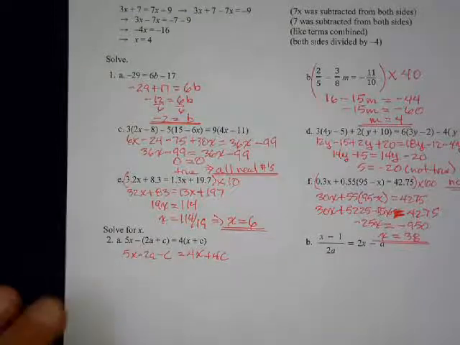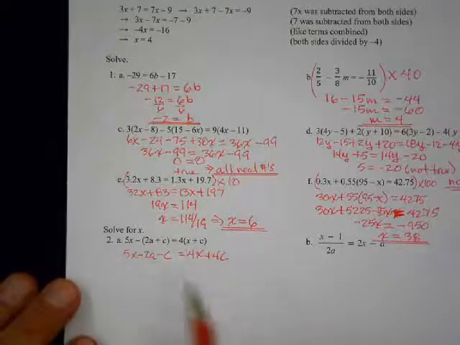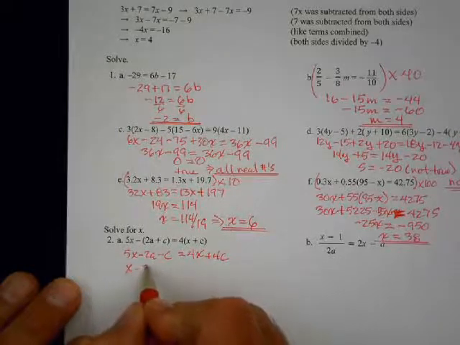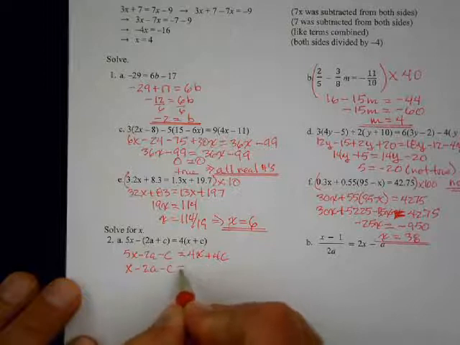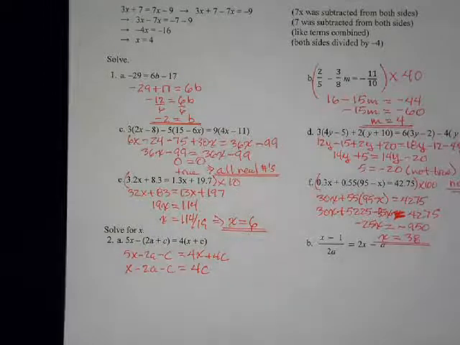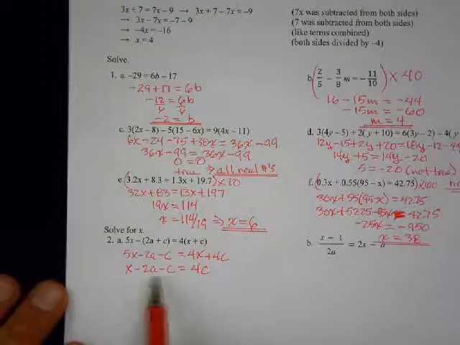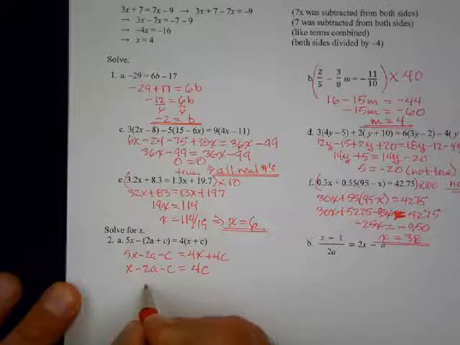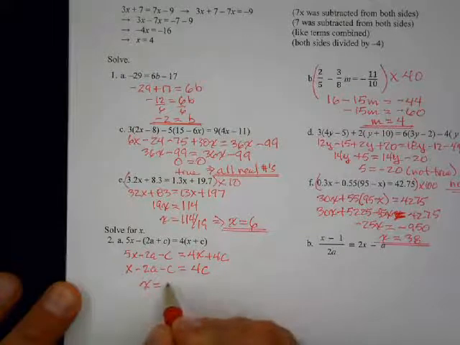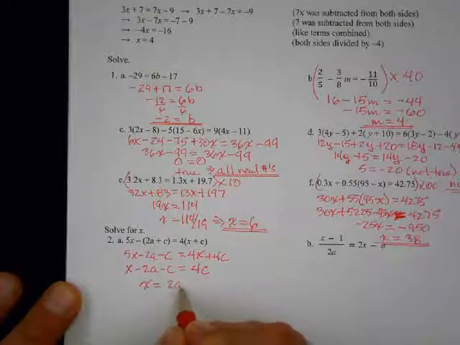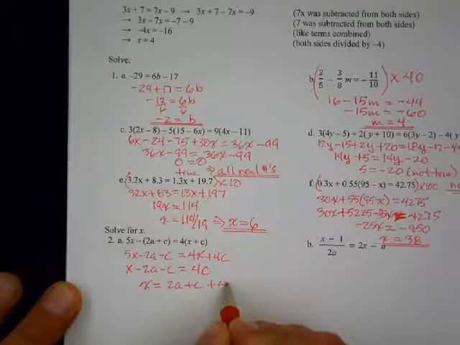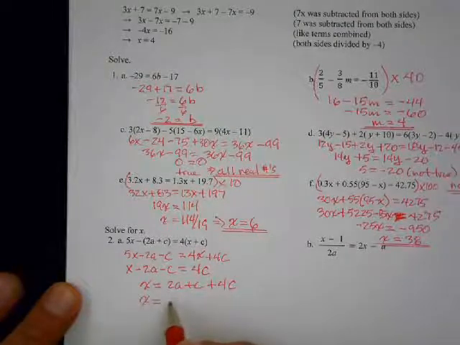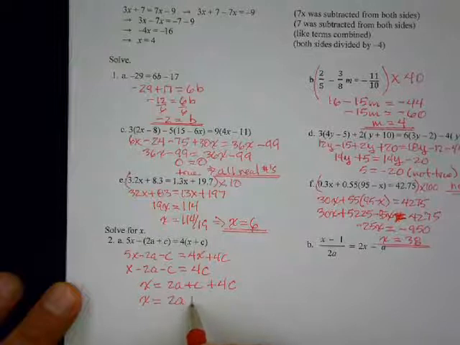Go ahead and subtract the 4x from both sides, and now I have this. And then I can move the 2a and the c, which are negative on this side, put them on the other side. And so I'll go ahead and write out all the steps, 2a plus c plus the 4c that was already there. Now we just want to combine the two c terms. And there is my answer.